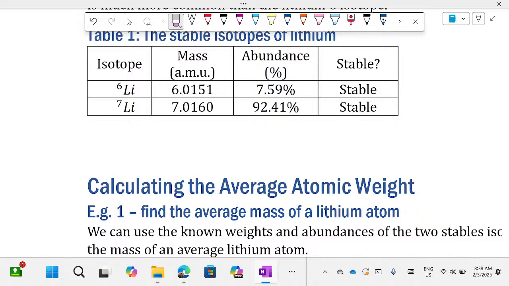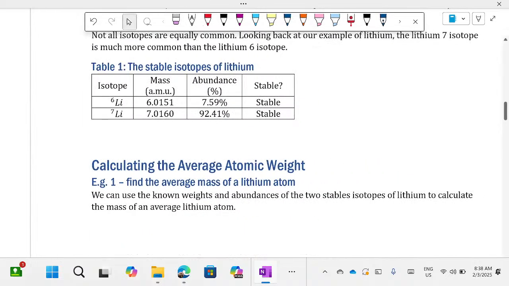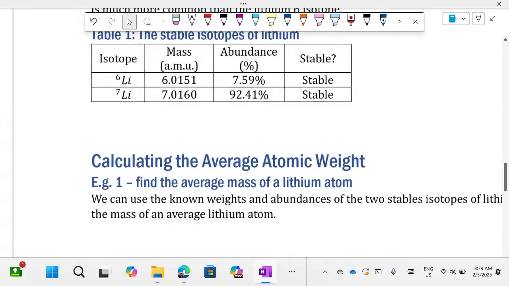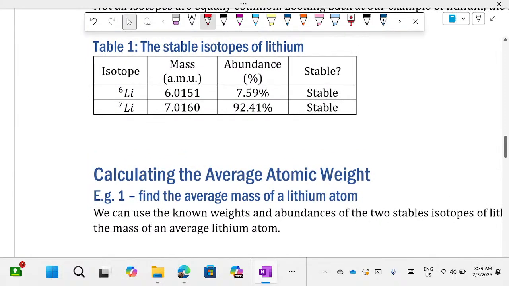In fact, we know that there's countless, but we know that for every 100 of them, how many weigh this much? Well, about 7.6. And how many weigh that much? 92.4. In fact, what you have to take here is called a weighted average. Does that make sense? A weighted average. So these are the stable isotopes of lithium. You can see this is by far more common. This is less common.